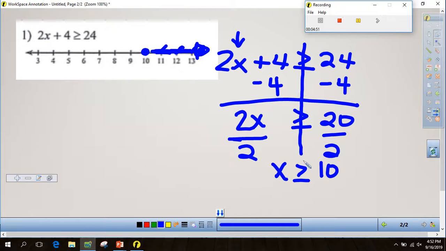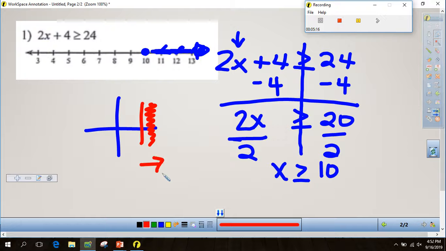And if you remember, this arrow, this symbol points in the direction that our shading happens. If you were to type this into your calculator by using graph, delete 6, type it in exactly how it looks, you would get your coordinate plane. Here at 10, you would have a straight line, and this direction would be shaded.